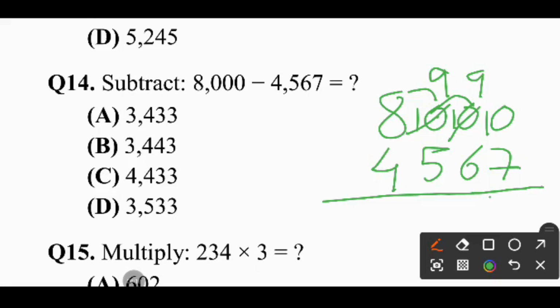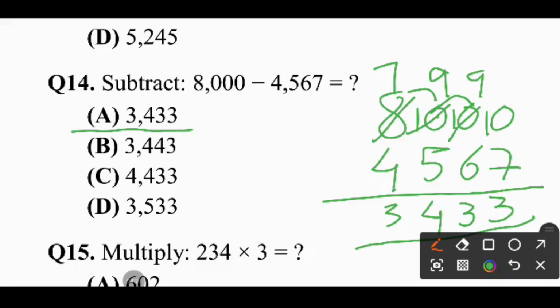So now 10 minus 7 is 3, 9 minus 6 is 3, 9 minus 5 is 4, and we have already given a carry there, so it's 7. 7 minus 4 is 3. We are left with 3,433. Option number A is correct.